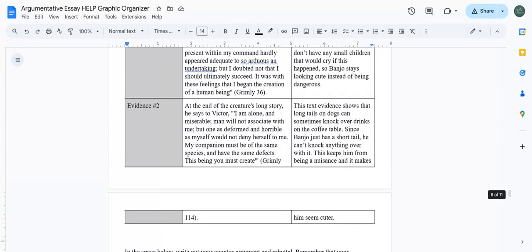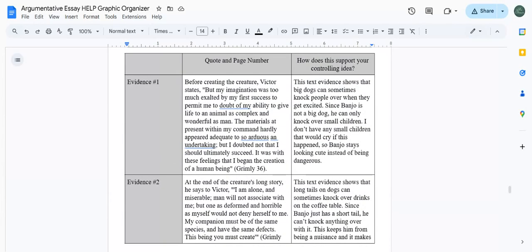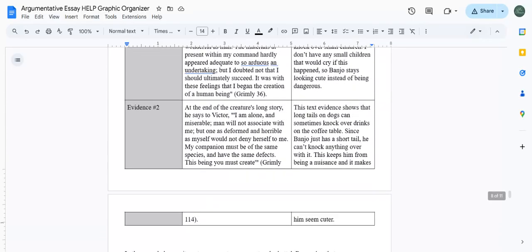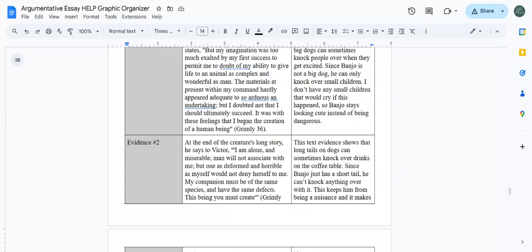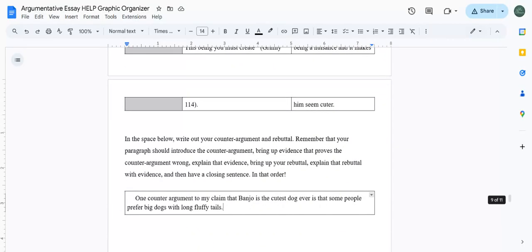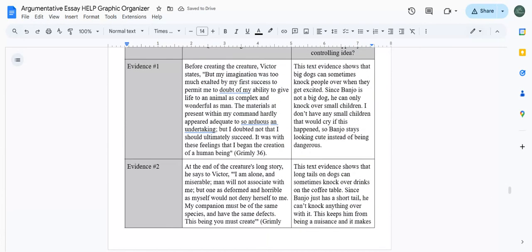My first one was about how big dogs can sometimes knock people over when they get excited. So I'm going to go ahead and introduce it. My text evidence came from Grimley. So I'm going to go ahead and say on page 36, the author tells the reader, there we go, I'm keeping myself out of it. I'm just going to use a little bit of a piece because I don't need the whole thing. I just need this sentence right here.